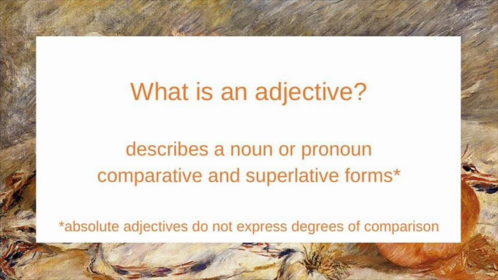Most adjectives express degrees of comparison and have comparative or superlative forms. Most one- and two-syllable adjectives take the er and est suffixes to form the comparative and superlative. A few adjectives have anomalous or irregular comparative and superlative forms. Other adjectives take the adverbs more and most to form comparative and superlative adjective phrases. Absolute adjectives generally do not express degrees of comparison, but still describe nouns and pronouns and are therefore adjectives.